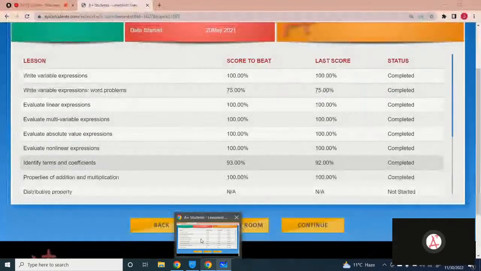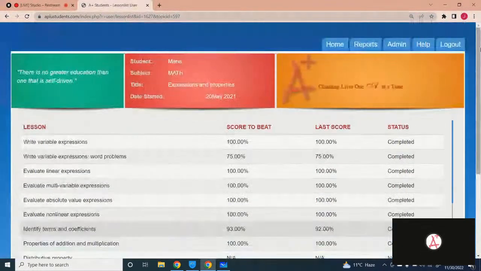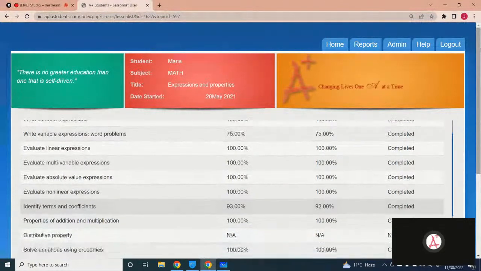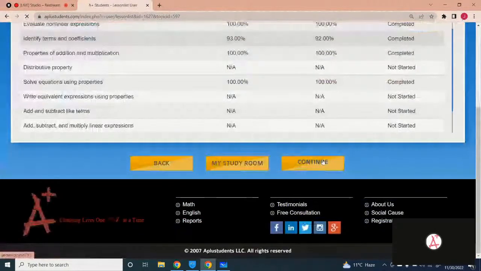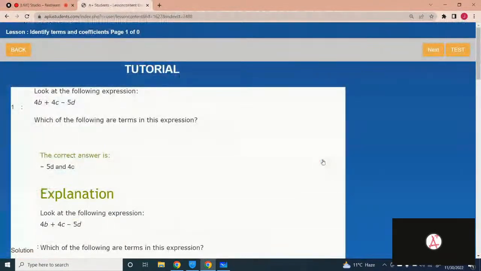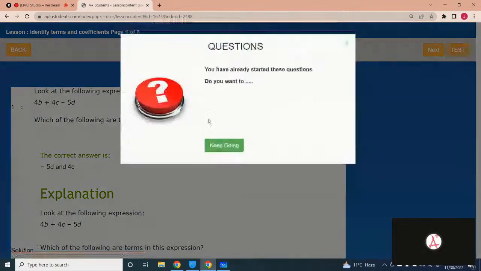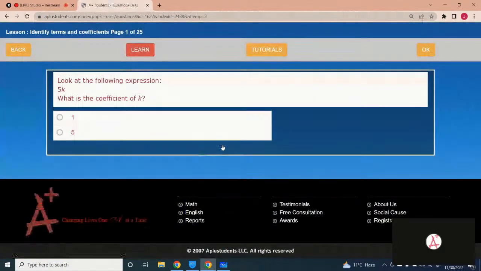Okay, here I am on grade 7 maths. The chapter name is expressions and properties, and here is the lesson, that is identify terms and coefficients. Let's start with the lesson. Okay, let's start with the test questions. Okay, look at the following expression.